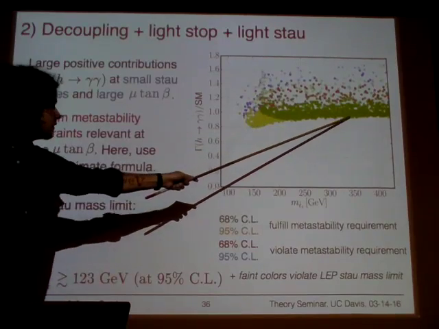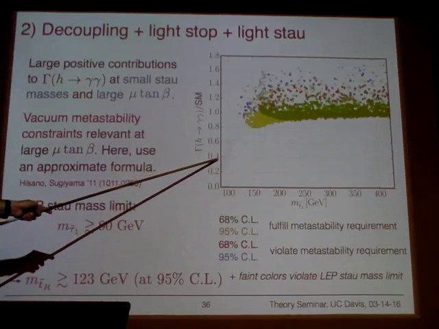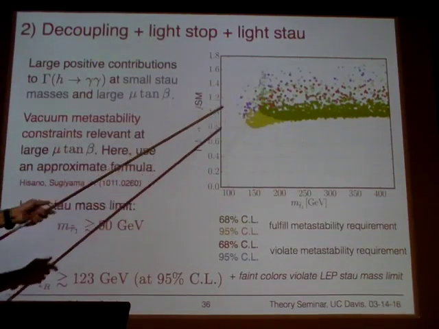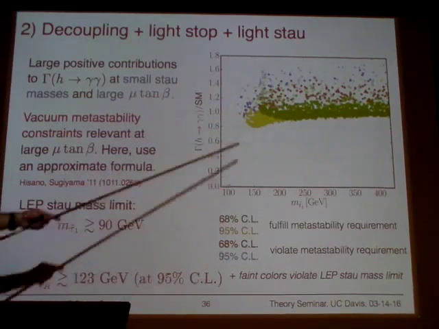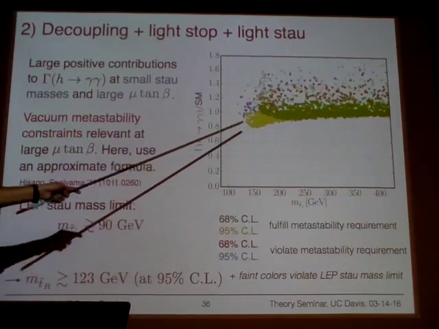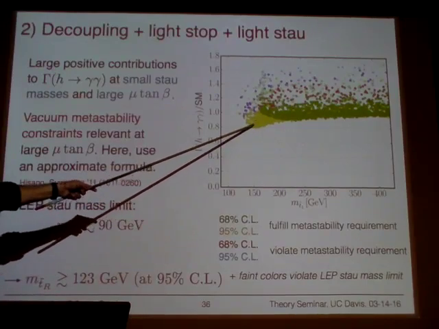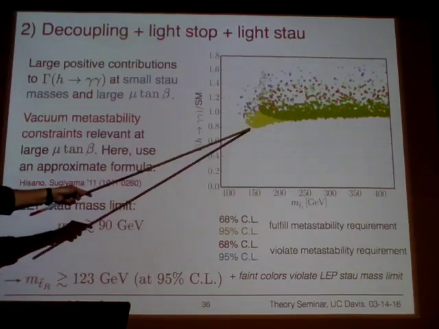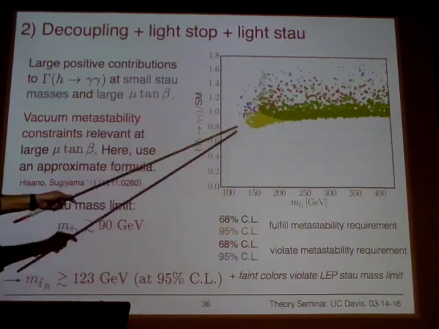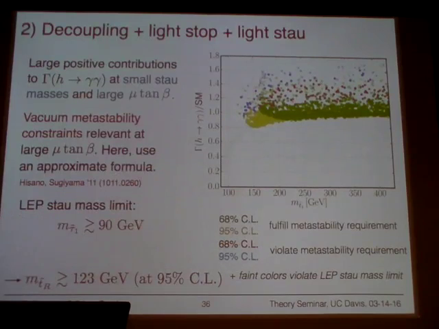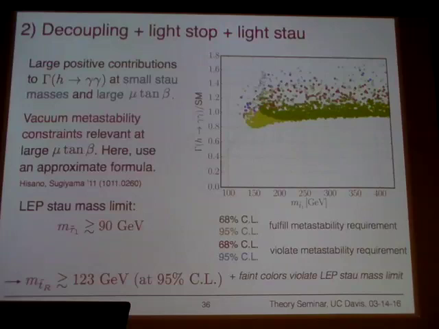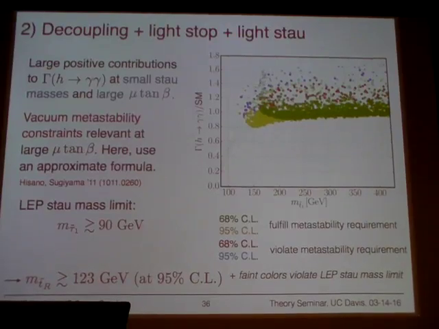You see again this effect that the gamma-gamma rate decreases with light stop masses, but also that due to the influence of the light staus, we can now also increase this again. So you see that before we had this limit around here, we can now, due to the influence of the staus, lower this lower limit on the stop mass and arrive at some value of around 123 GeV.